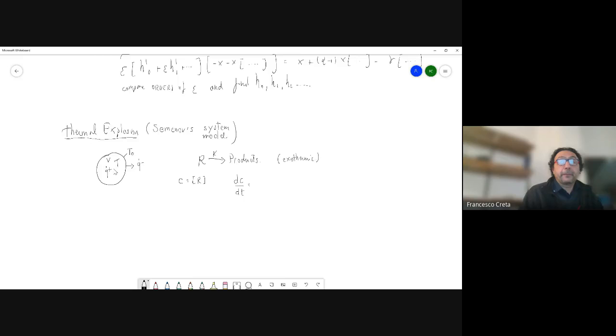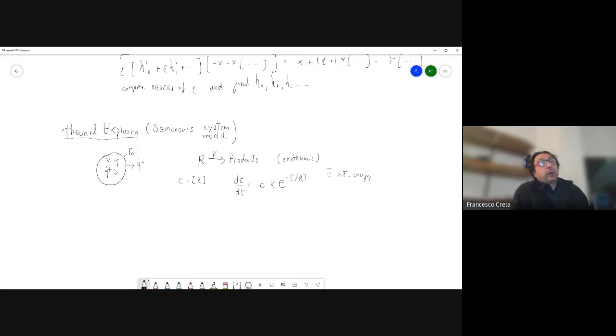So we have minus C, because it's 0 minus 1, the concentration, and then the Arrhenius reaction rate, which is the reaction constant, times e to the minus E over RT. Remember, E is the activation energy, R is the universal gas constant. That's the rate of change of the concentration of the reactant.